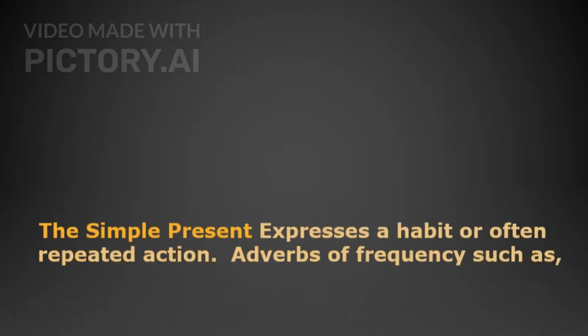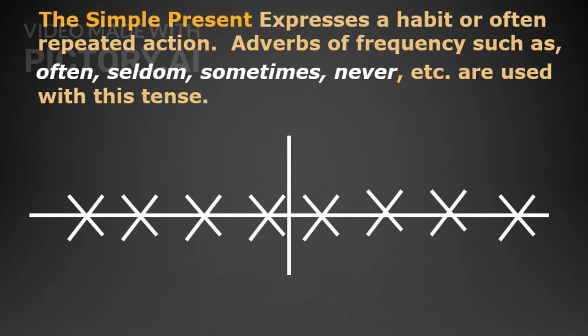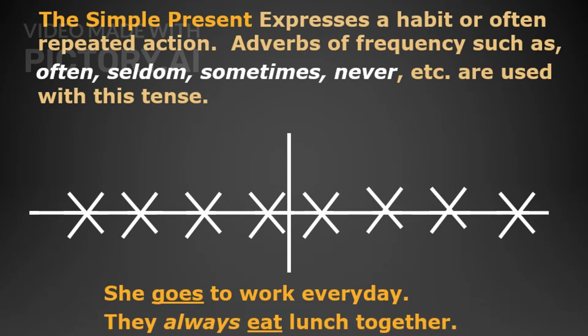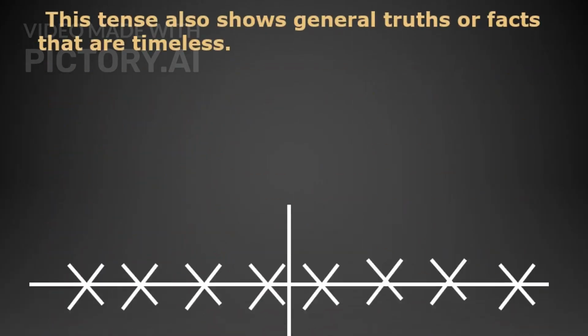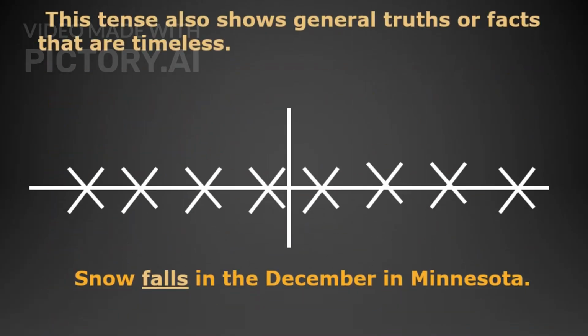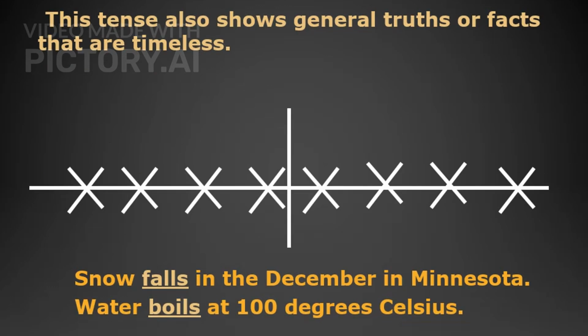The simple present tense is used to express habits or actions that occur regularly. Adverbs like often and never are commonly used with this tense. For example, she goes to work every day. This tense also conveys general truths or facts that remain constant over time, such as snow falls in December in Minnesota, or water boils at 100 degrees Celsius.